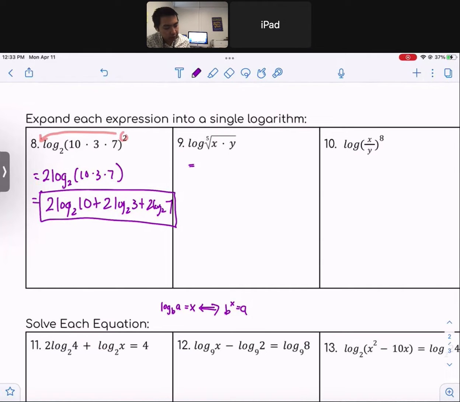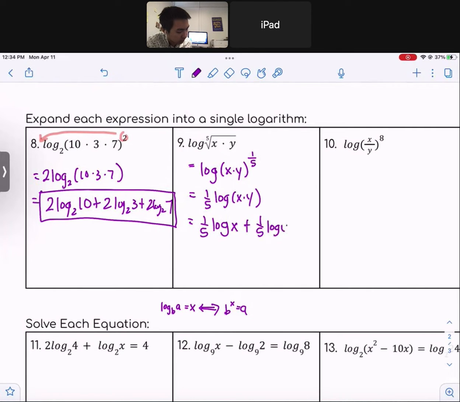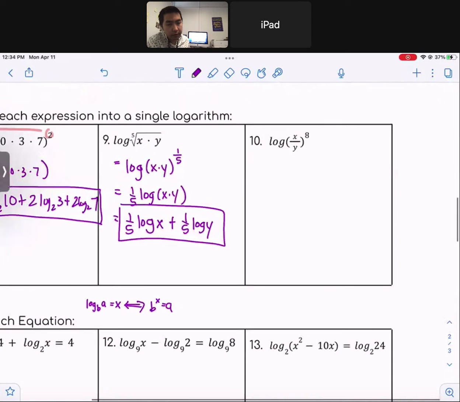Number 9. So we have a 5th root, you guys, and if you guys recall, to change that root to be an exponent, it's going to be 1 over the index. And then put this exponent to the front using power rule. So 1/5 log of x times y, and now you guys can expand it, and since it's product, it's going to be 1/5 log of x plus 1/5 log of y. So there's 9.